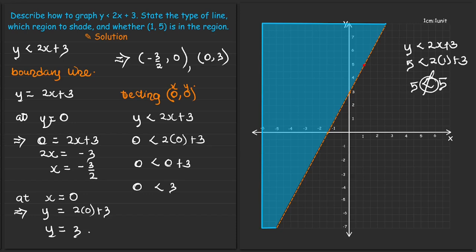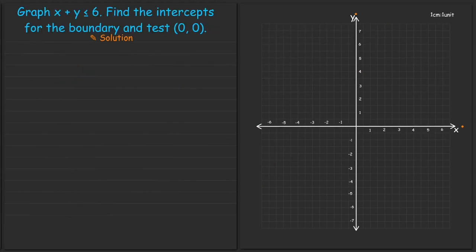Let's solve a couple more questions just to enhance our understanding. I advise that as we proceed, you also take your graph book, then your notebook, and try as much as possible to solve along. As you practice, you get more understanding. So let's look at our second question we have here. It says we have to graph x plus y less than or equal to 6. We have to find the intercept for the boundary and test for 0, 0.